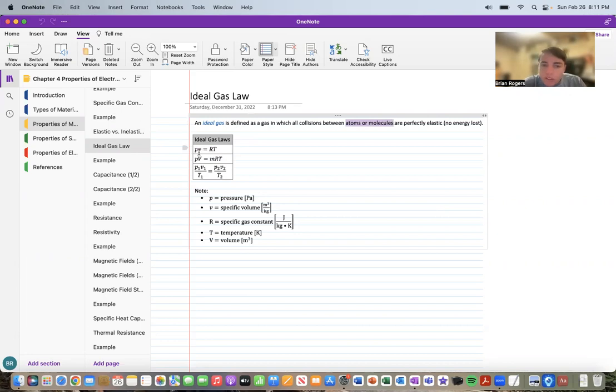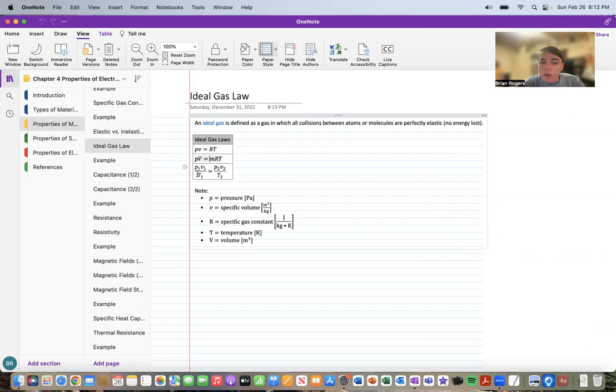And so it follows the behavior of this equation, where the pressure times the specific volume is equal to your specific gas constant times the temperature. Notice that here, you can just write it in terms of the volume. Remember, your specific volume can be written as volume divided by mass. That's what we just did here, but we moved mass over to the other side.